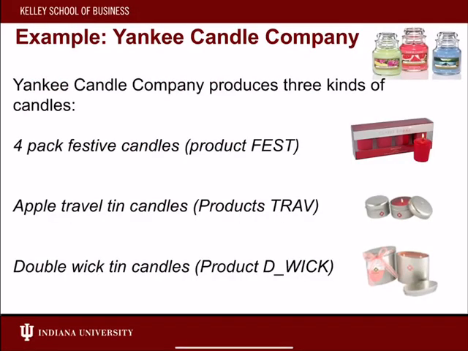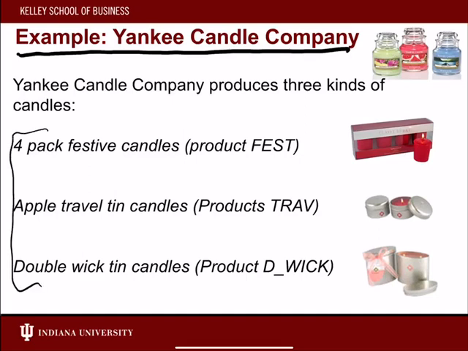So let's dive in, and here for the rest of the examples, we're going to be looking at Yankee Candle Factory. So again, before we used Oasis Pools and they had one product, now we're going to have a company that has 3 products. So they have their festive candles, their travel tin candles.